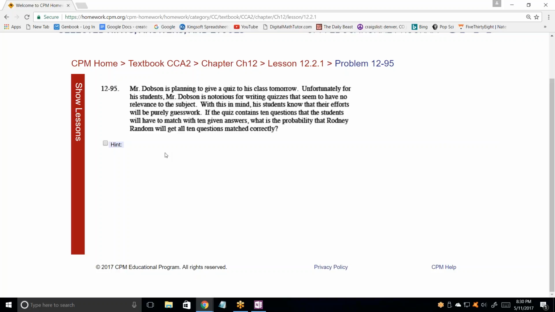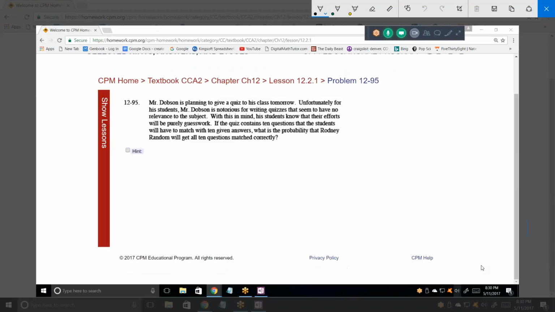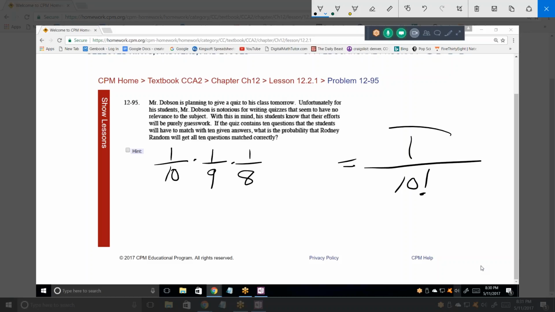All right, back to our 10 questions and 10 random answers. What's the odds that you get the first one correct? 1 out of 10. What's the odds that you get the second one correct, given that you've gotten the first one correct? 1 out of 9. Third one? 1 out of 8. What's our answer going to be? 1 over 10 factorial. Yep. That's a great answer right there. In other words, you don't necessarily need to multiply these numbers out.